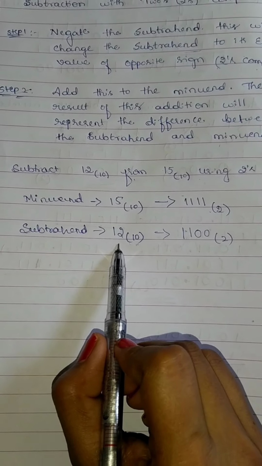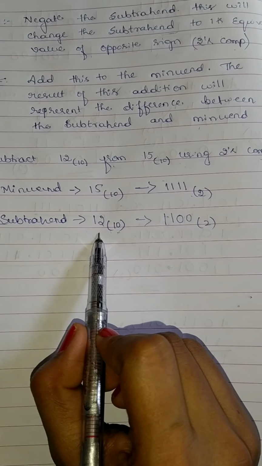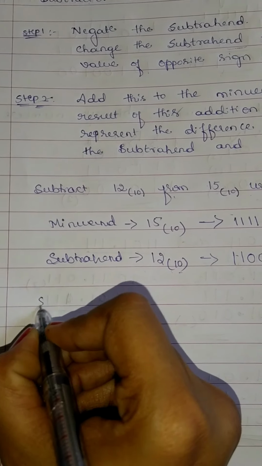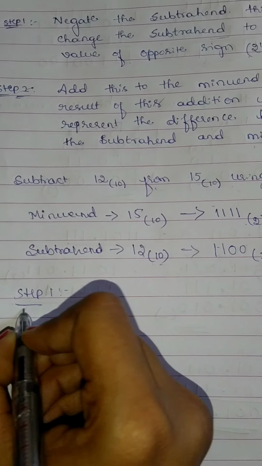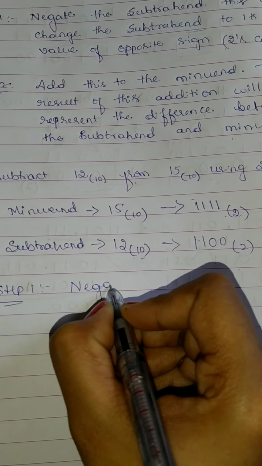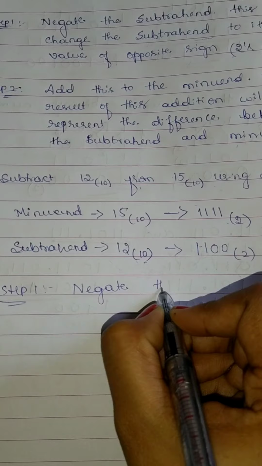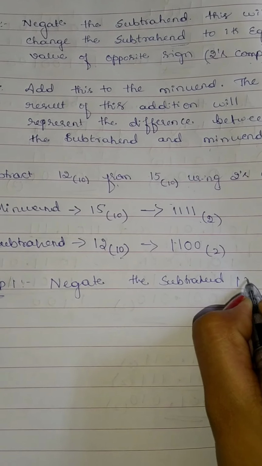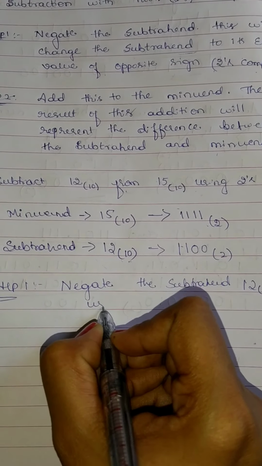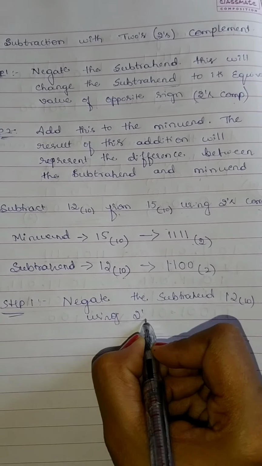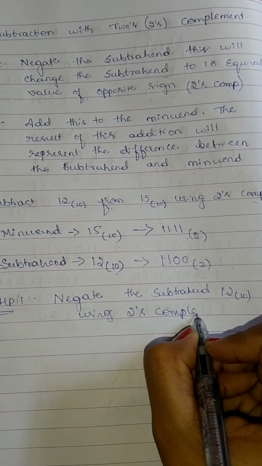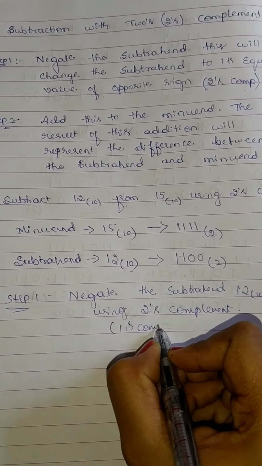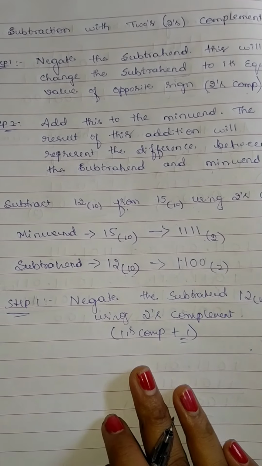So which is the subtrahend here? 12. So we need to negate the subtrahend using two's complement. Step 1: negate the subtrahend, which is 12, using two's complement value. So how to do two's complement? One's complement plus 1. We have to add this 1 to the LSB.